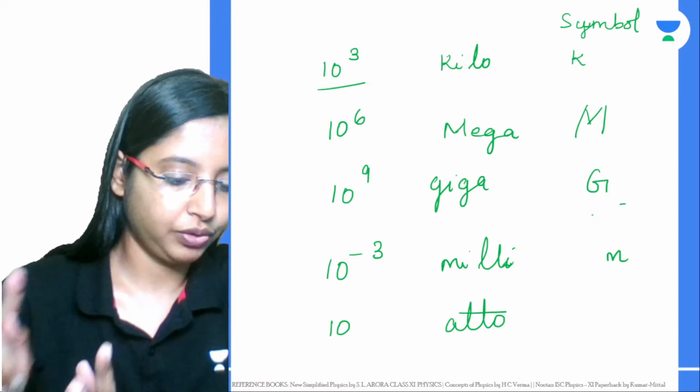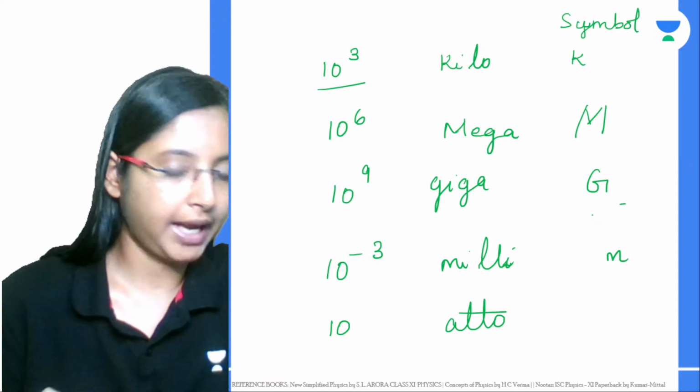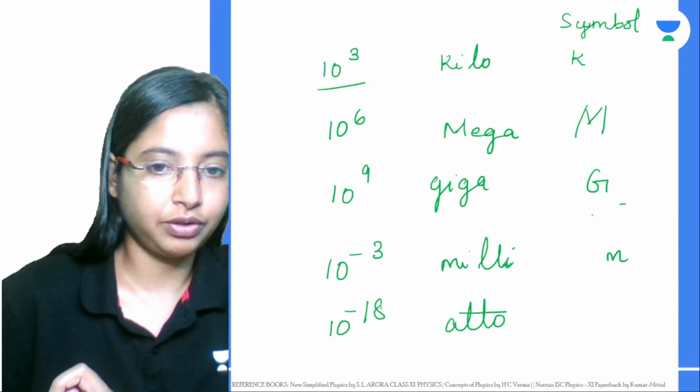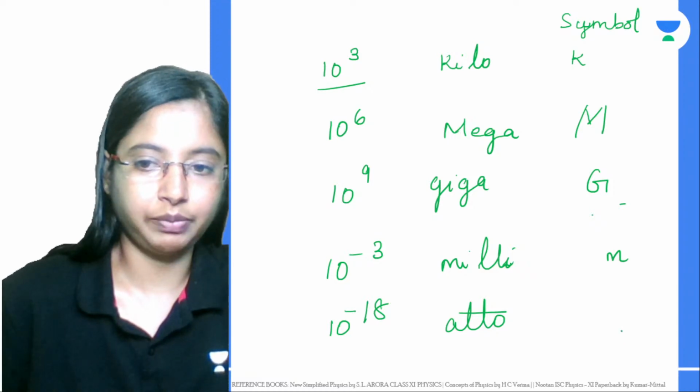We have seen femto, we have seen nano, we have seen micro. So atto gives you what? That's right. 10 to the power of minus 18 gives you atto. That is given by A.